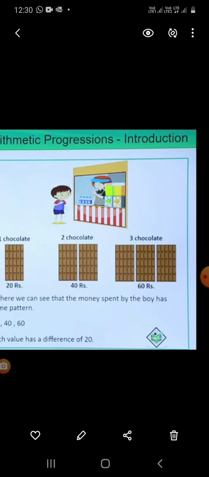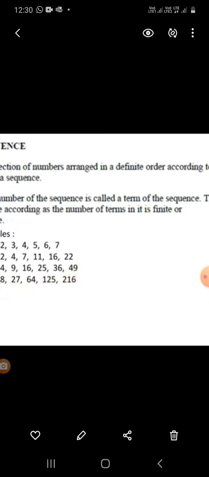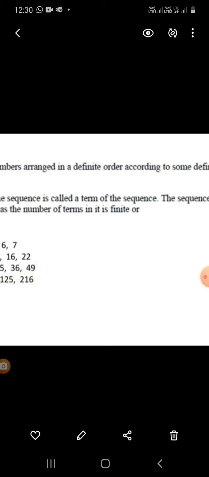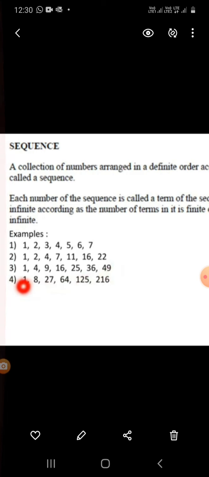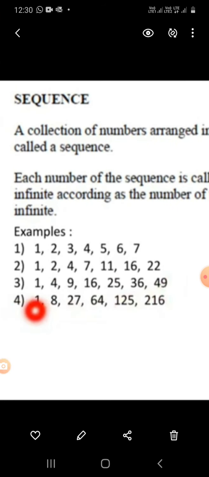Before we study arithmetic progression, first we have to understand what a sequence is. A sequence is nothing but a collection of numbers in a definite order according to some definite rules. I will give one example. Can you see this example?